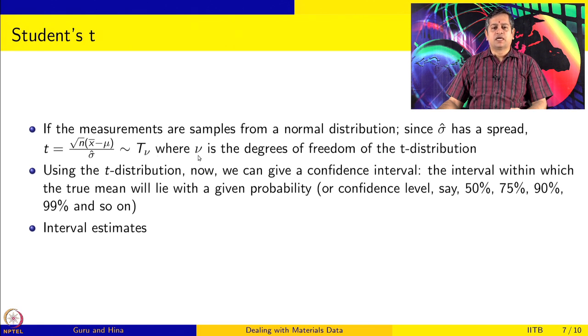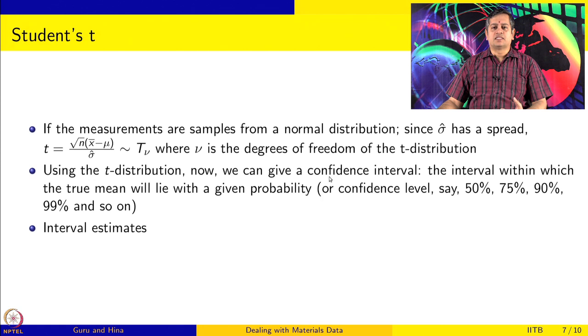with new degrees of freedom, and these degrees of freedom are determined by the total number of observations, n minus 1, because we have already calculated one quantity from the data, which is the average. Using the t distribution, we can give a confidence interval.